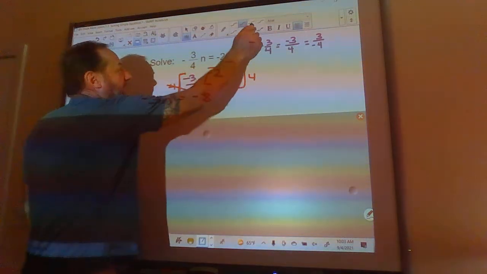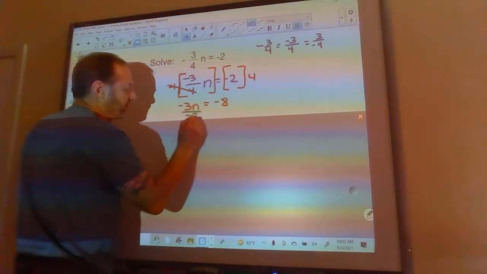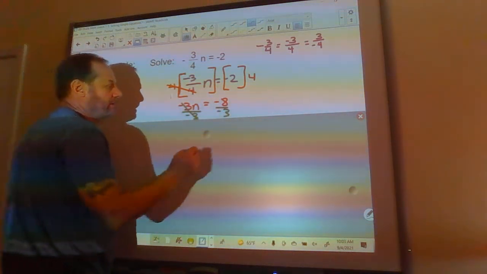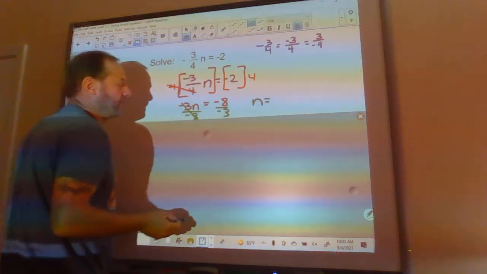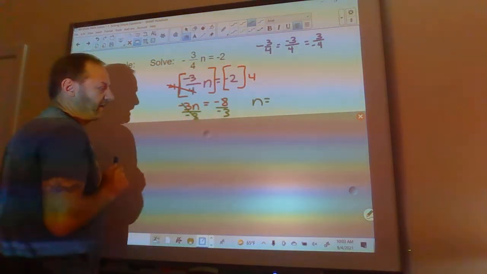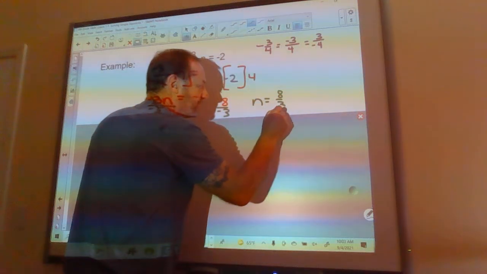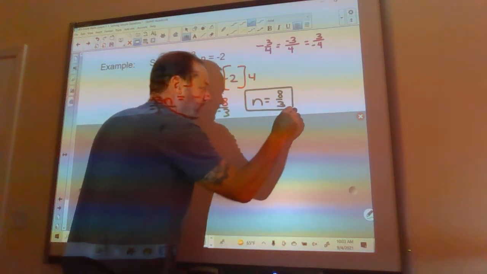And now I can divide both sides by negative 3, and the negative 3 goes away, and I'm just left with n on the one side. And then a negative divided by a negative is a positive, and I'm left with 8 thirds. And I'm just going to leave it like that.